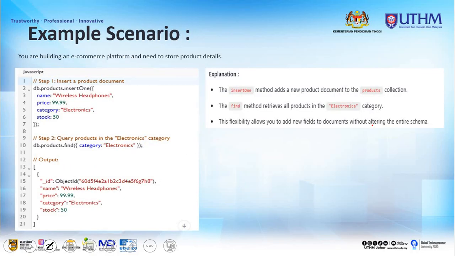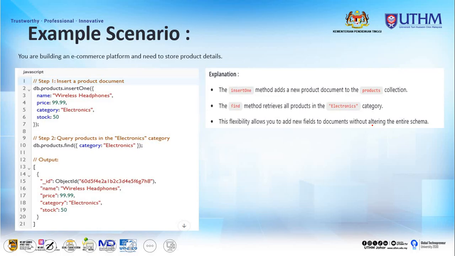So for example, you're building an e-commerce platform and need to store product details. Step number 1, insert a product document. You just insert a product record: name wireless headphones, price 99.99, category electronic, stock 50. So there are 4 fields, which means 1 record with 4 details.